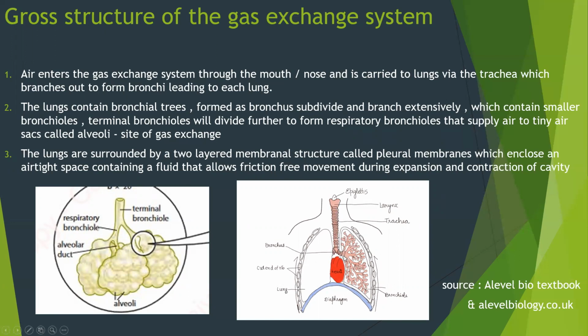It will divide into something called a bronchus, or bronchi, and then the bronchi will subdivide and branch extensively to form the bronchial tree. This forms smaller bronchioles, and then the smaller bronchioles will also divide to form terminal bronchioles, and terminal bronchioles will further divide to form respiratory bronchioles. These respiratory bronchioles are the ones that supply these tiny air sacs, which we know as alveoli, with air, and alveoli are the site of gas exchange.